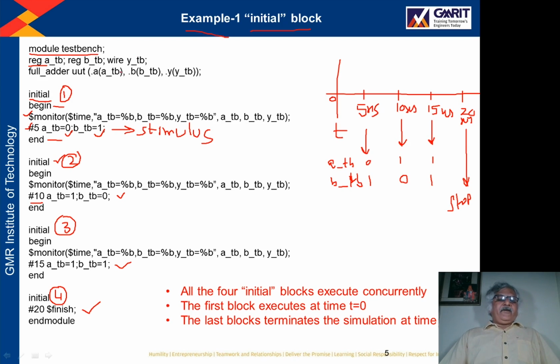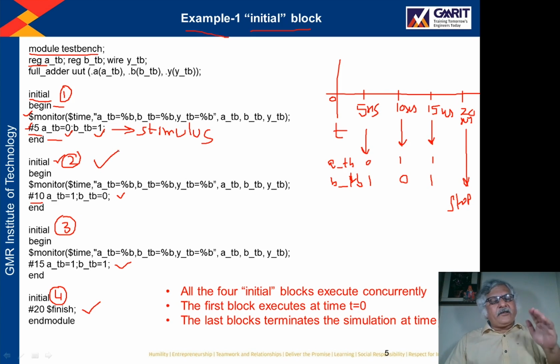So in this test bench we have 4 initial blocks. All the initial blocks will execute at the same time, at t is equal to 0. But in initial block number 1 we have mentioned hash 5. So at 5 unit time, the values assigned in initial block 1 will be assigned to a_tv and b_tv.